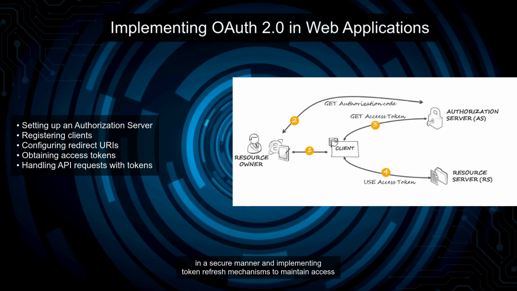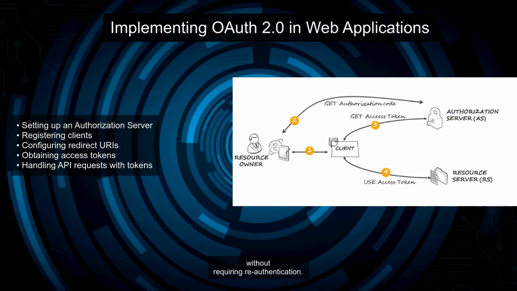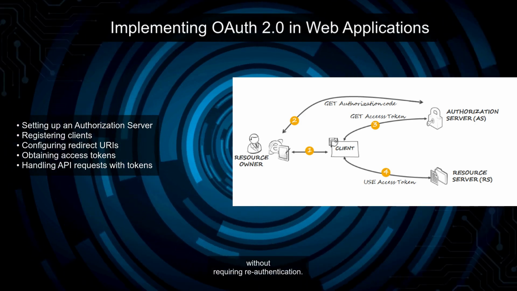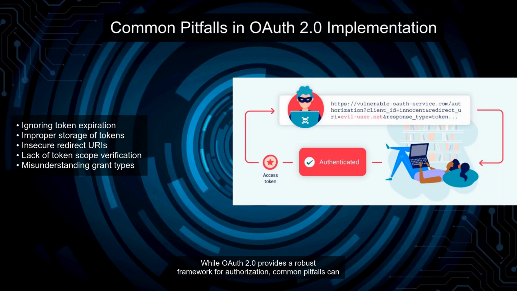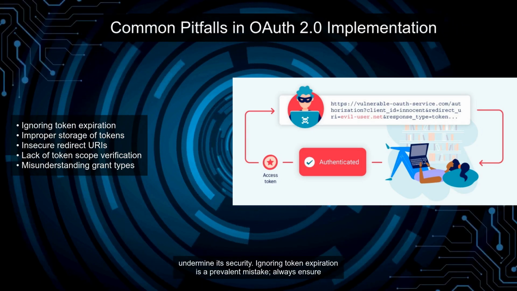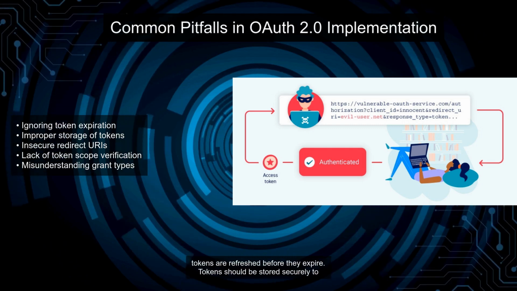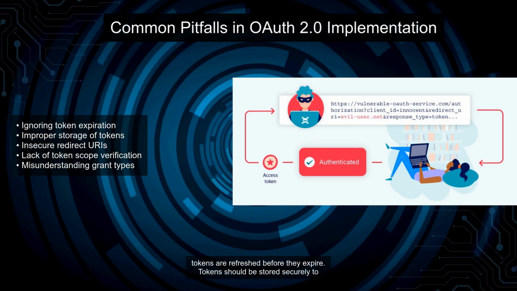It's crucial to handle tokens securely, storing them in a secure manner and implementing token refresh mechanisms to maintain access without requiring re-authentication. While OAuth 2.0 provides a robust framework for authorization, common pitfalls can undermine its security. Ignoring token expiration is a prevalent mistake. Always ensure tokens are refreshed before they expire.